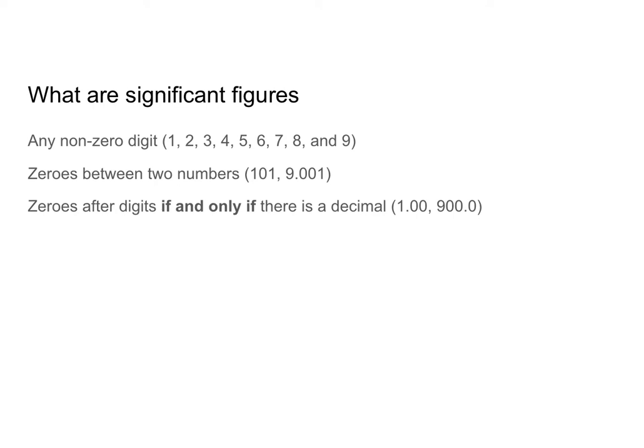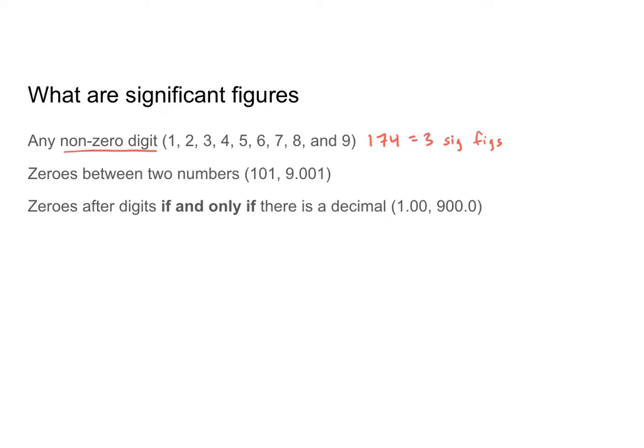Significant figures are a way that we categorize numbers, and any non-zero digit, so that is 1, 2, 3, 4, 5, 6, 7, 8, and 9, is significant. So for example, a number like 174 has 3 significant figures, 1, 7, and 4. Zeros are a little more complicated, however.